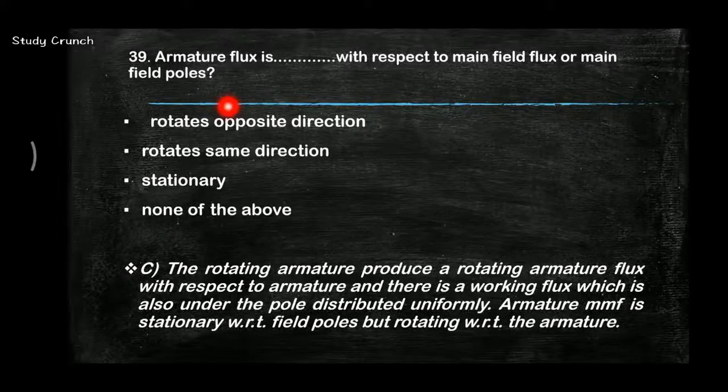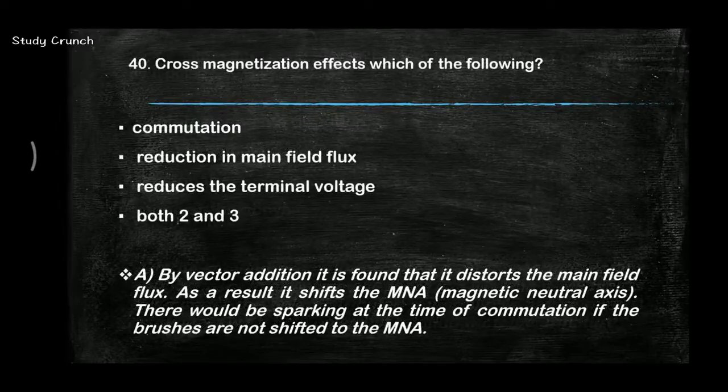Next, the armature flux is stationary with respect to the main field flux or the main field poles. So the rotating armature produces an armature flux that is rotating with respect to the armature, and it is also under the pole, distributed uniformly. Armature MMF is stationary with respect to field poles but rotating with respect to the armature.